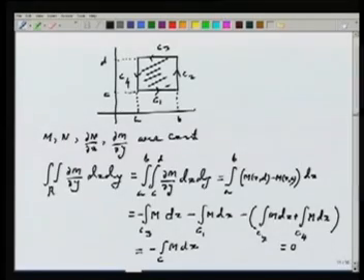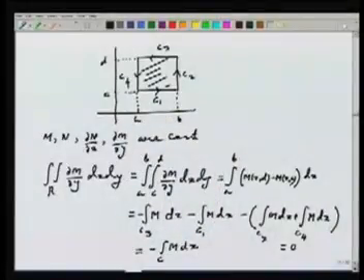Now if I start with N, I can do exactly the analogous analysis and I will get the integral of N dy. That means Green's theorem is valid even if I take the rectangular curve given by C1, C2, C3, C4. So C is equal to C1, C2, C3, C4.